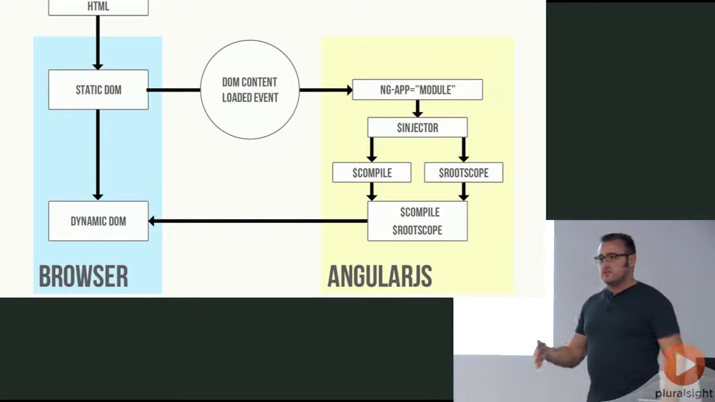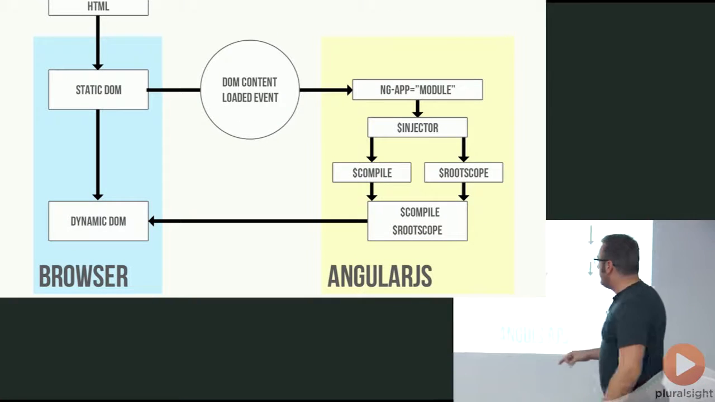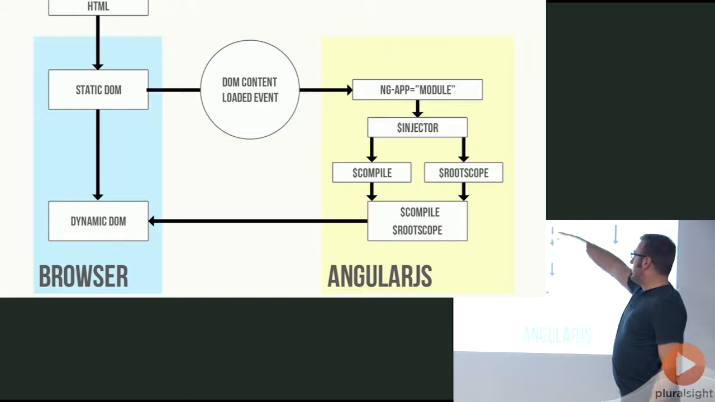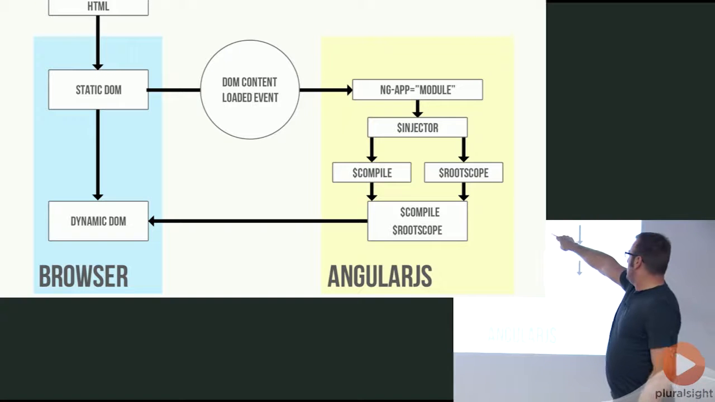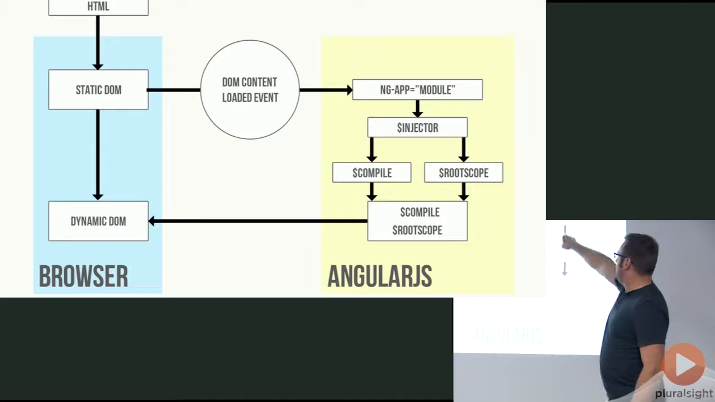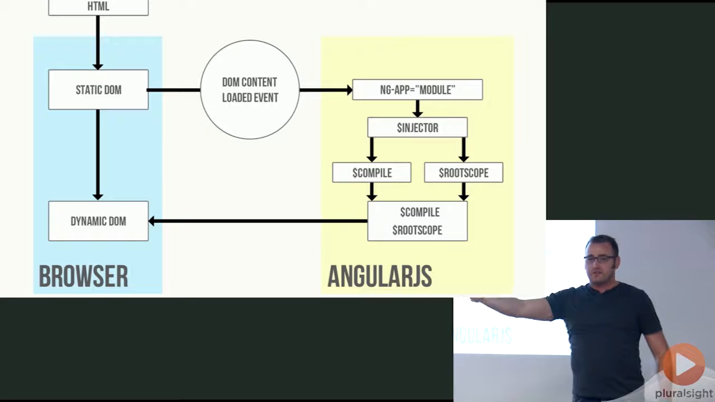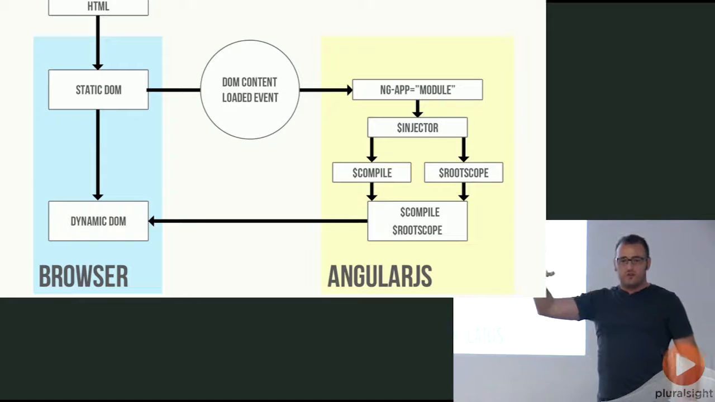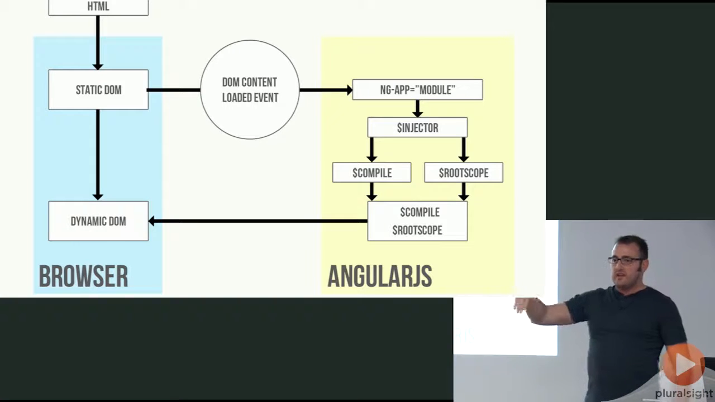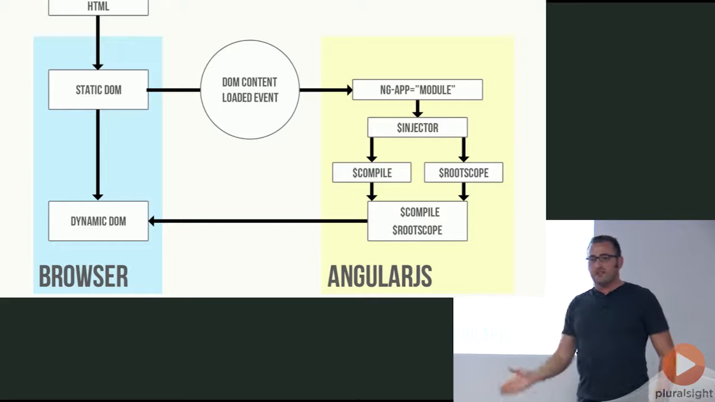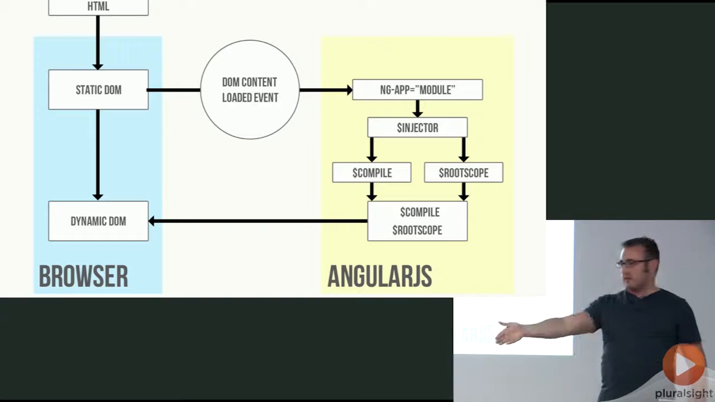So this is basically a graphic of what I just talked about. HTML and your static DOM. DOM content loaded event. It looks for the app. From there it uses the injector service to go through and configure, say, what services do I have? And it will go through and make a list of all these things that it needs. And that's what you use injector for, dependency injection. I'll get into that a little bit later.